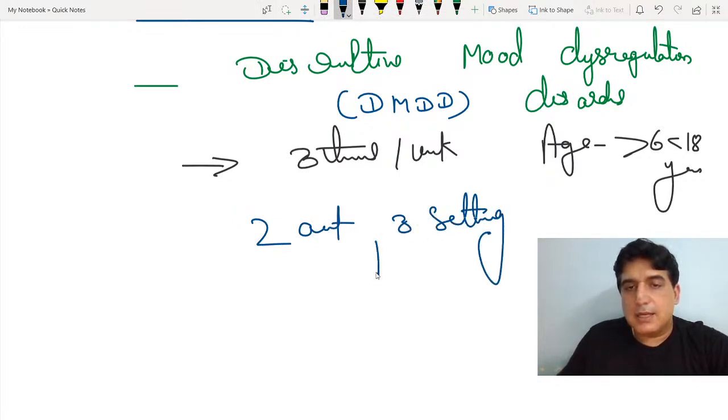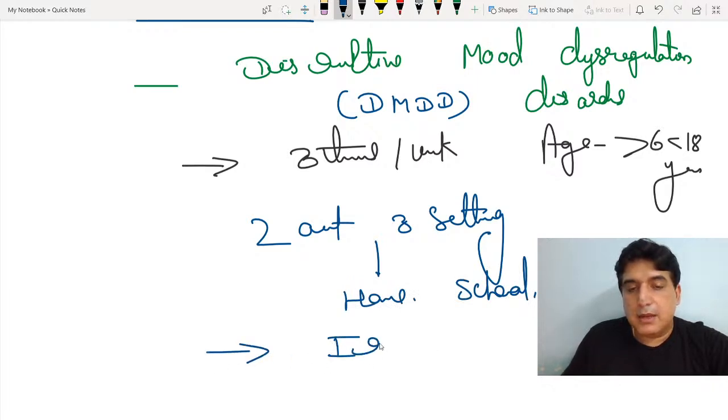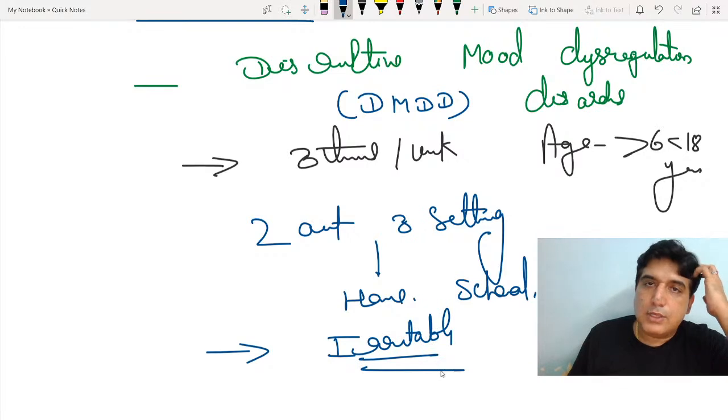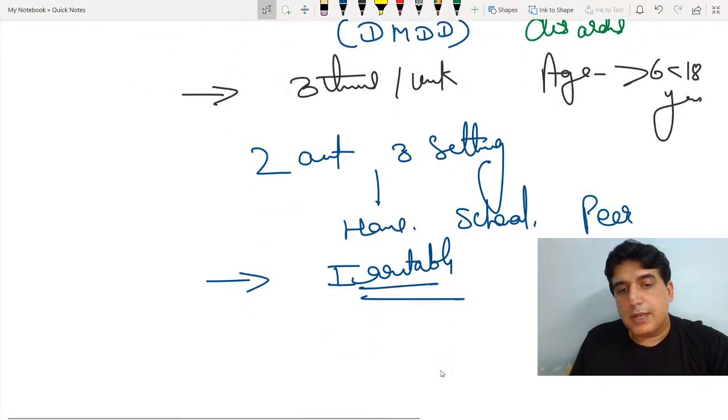These settings are home, school, and among peer groups. And intermittently also the child remains irritable. This is disruptive mood dysregulation disorder.